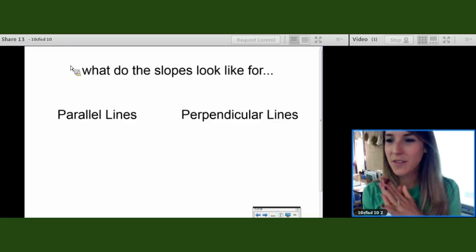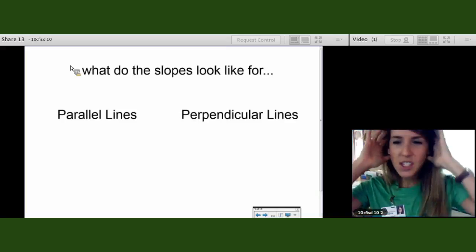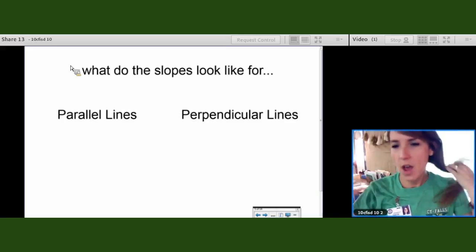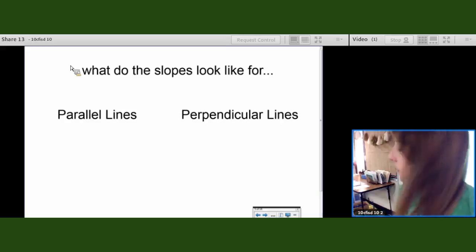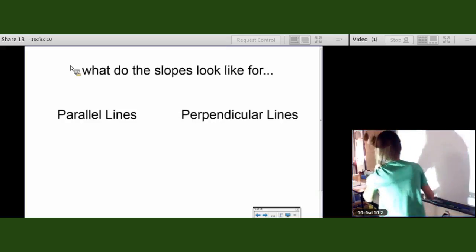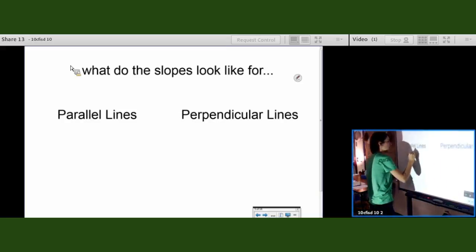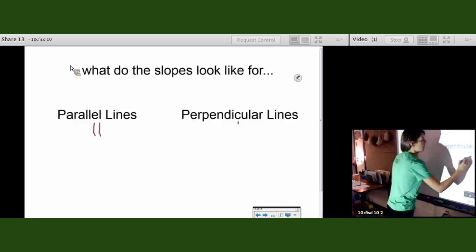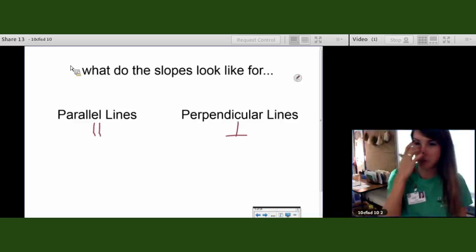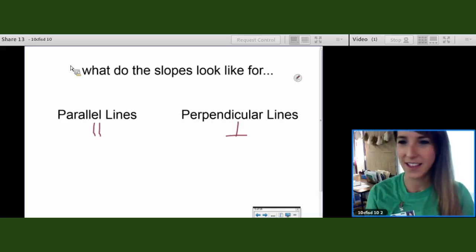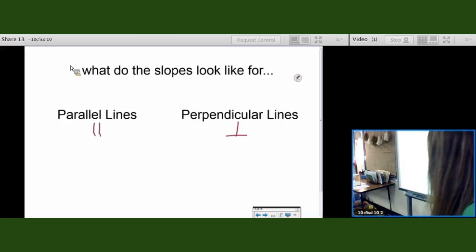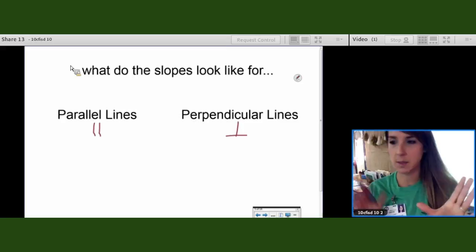Right, so we are reviewing the slopes of parallel and perpendicular lines. Let's start by discussing what we know about parallel and perpendicular, okay? Parallel lines, let's do the symbol. What is the symbol for parallel? Parallel, perpendicular. My smartboard messed up a little bit. See how I added that little thing at the bottom? That's weird. All right, so symbol for parallel, symbol for perpendicular.